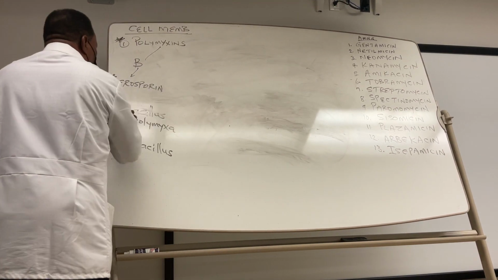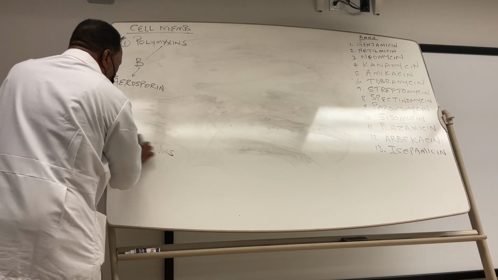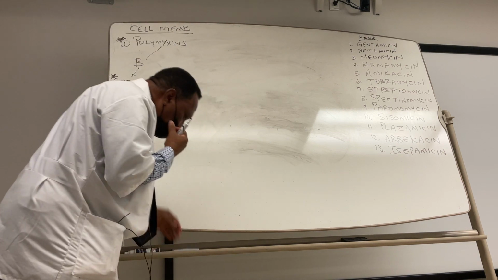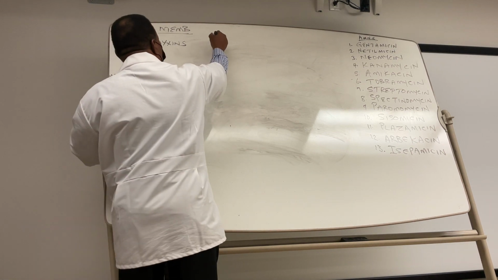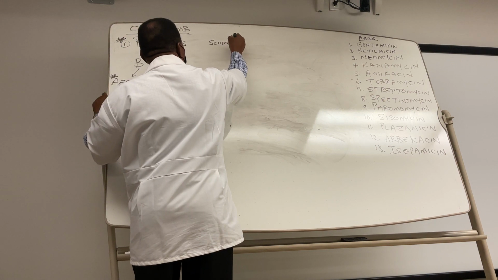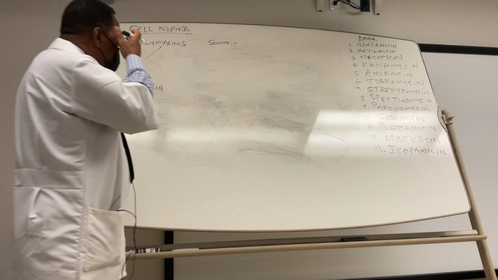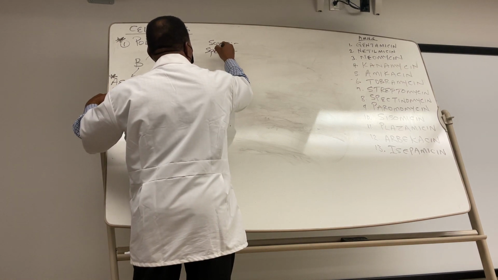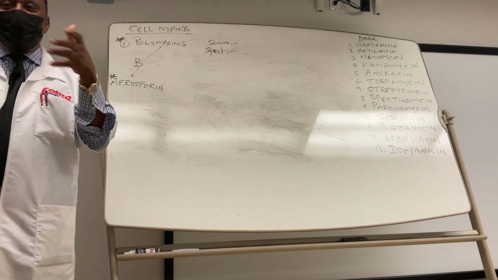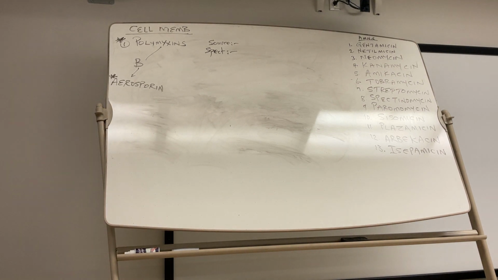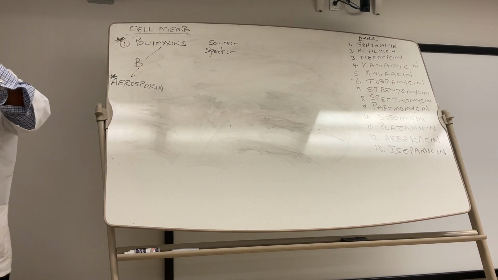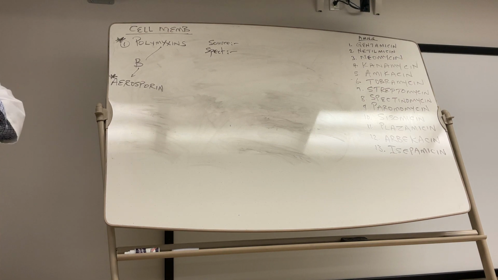So the main thing we want to discuss then is your aerosporin or polymyxin B. And as usual, we go with source. So we already know the source. And then spectrum. Your polymyxins have a very narrow spectrum. They just work only against gram-negative organisms.